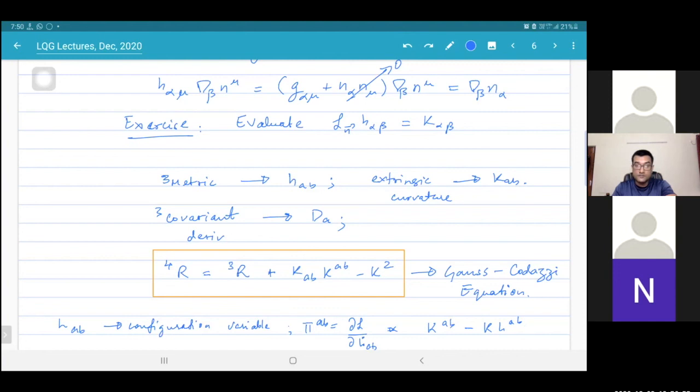So I have a small doubt or question. May I ask? Yeah, now you can all ask questions. So in the Gauss-Codazzi equation, the K is actually the trace of K_AB, right? Yes. K is equal to the trace of K_AB.